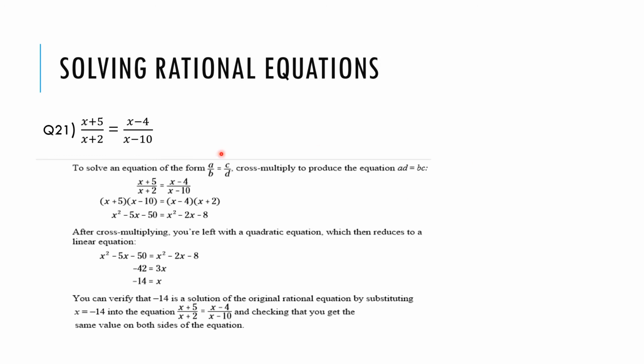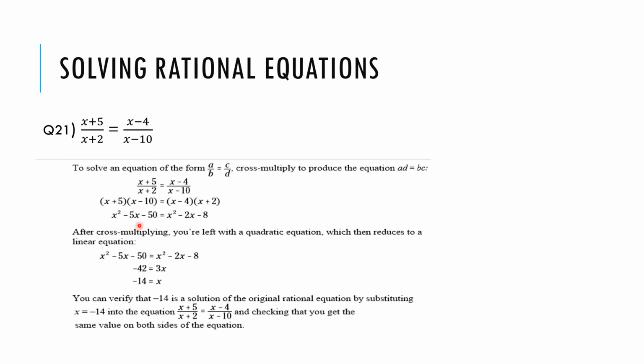Okay, solving rational equations. (x plus 5) over (x plus 2) is equal to (x minus 4) over (x minus 10). To solve an equation of the form a over b is equal to c over d, cross multiply to produce the equation ad is equal to bc. We do the cross multiplication. So (x plus 5)(x minus 10) is equal to (x minus 4)(x plus 2).